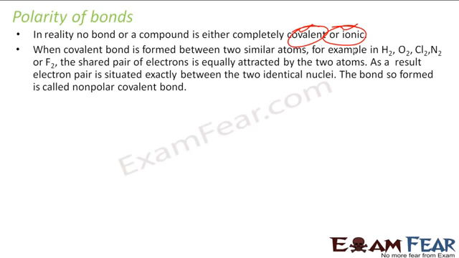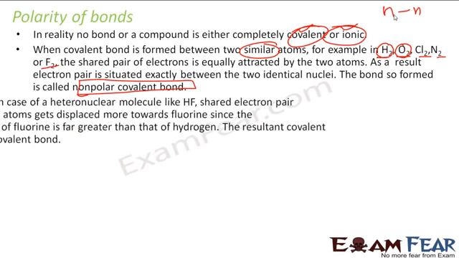For example, in the case of H2, O2, Cl2, N2, they have similar atoms. Then it is a non-polar covalent bond. That means it's a pure covalent bond because they are all the same, and both attract each other to the same degree. For example, H and H, there is no possibility of forming a partial charge.